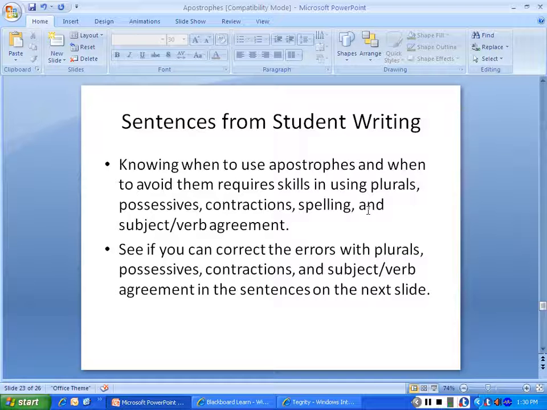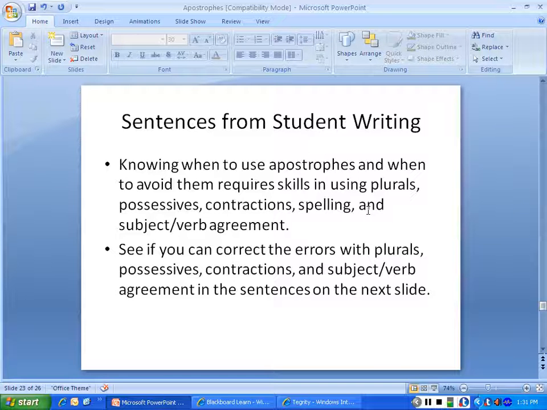Knowing when to use apostrophes and when to avoid them requires skills in using plurals, possessives, contractions, spelling, and subject-verb agreement. I don't want to see anyone who's learned about apostrophes putting them in random places just because we've learned about them. It's important to place them deliberately when you're either creating a contraction or showing possession. If you see something with a plural or a subject-verb agreement with an apostrophe in it by mistake, make sure you take that apostrophe out.